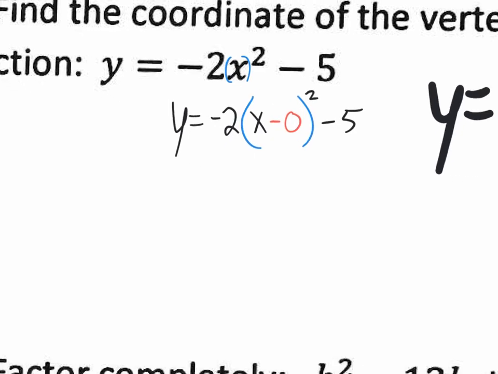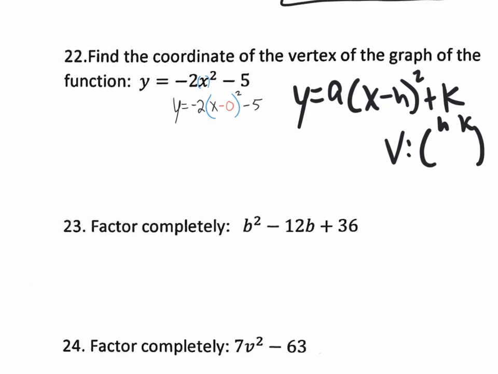That's right. So what's your vertex now that you see it? What's your vertex? 0 and negative 5. Piece of cake. Easy peasy. All right.